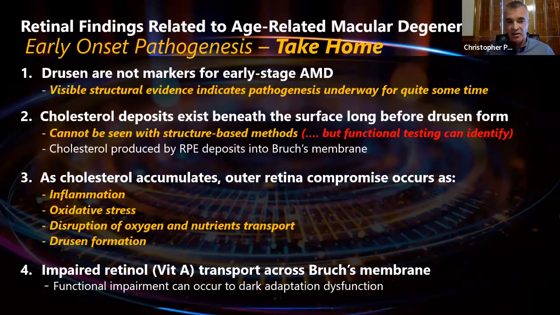And so as that cholesterol accumulates, you're going to hear this over and over as well: inflammation, oxidative stress, and the disruption of the mitochondrial function. When you start to have some loss of mitochondrial function, that's where you'll start to set the stage for drusen deposition, followed into intermediate, advanced, and potentially geographic atrophy. So early intervention is going to be the key.